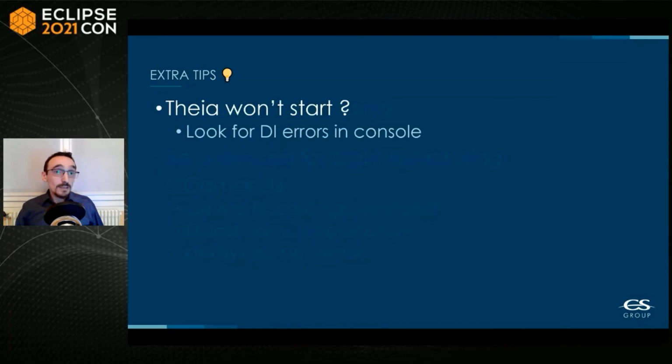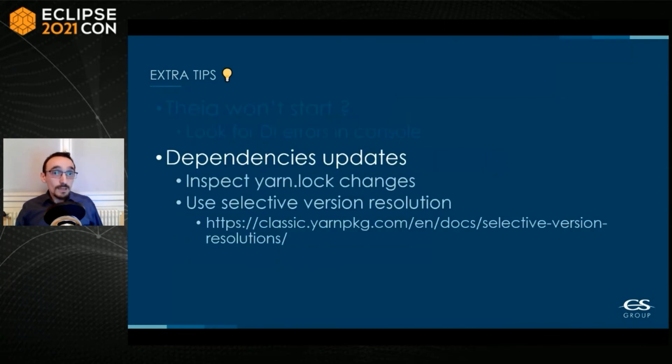Extra tips. If Theia won't start, if you keep seeing the wheel turning, look for DI errors in your console. If you have dependency updates, inspect the yarn log file for changes, and use selective version resolutions. This helps you set particular versions in your JSON module file, and this will help you avoid conflicts with conflicting versions. We can be very tricky with dependency injection.